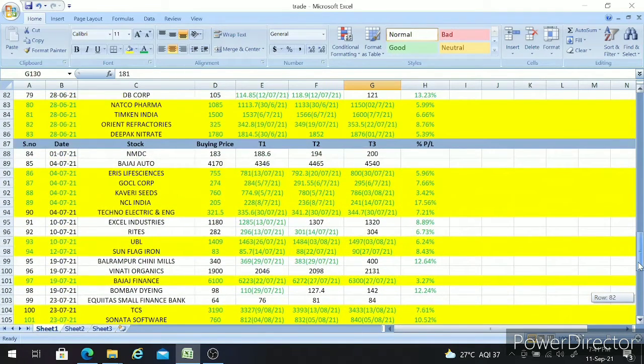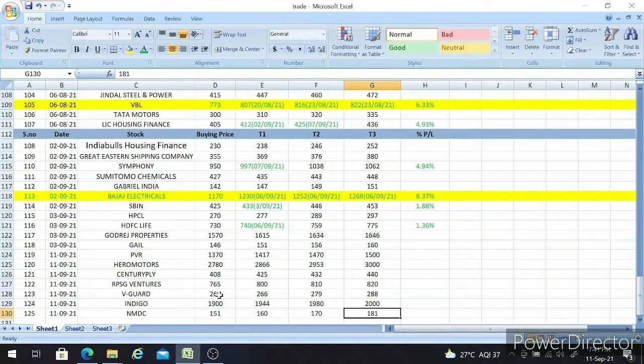Okay, now we'll go to today's buying calls, friends. Among them, the first one is PVR, next is HEROMOTORS, next is CENTURYPLY, next is RPSG Ventures, and these are the next stocks for which I'm going to give buy calls today.